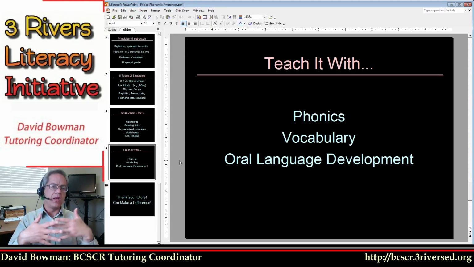We're also going to be talking about vocabulary development. If we're talking about sounds within words, well, we're talking about words. What do those words mean? And finally, oral language development, because we have to think about things like, how do you pronounce these types of words? What is the right way to pronounce them or the correct way to pronounce them?